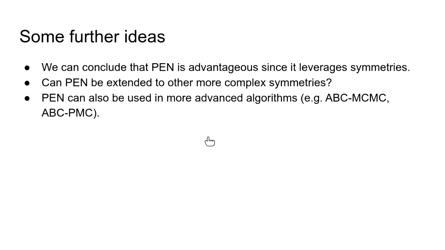So some further ideas could be that we can conclude that PEN is advantageous since it leverages symmetries of the data. So then one question is if it's possible to extend our PEN network to other more complex symmetries. And we also want to highlight that PEN can of course also be used in more advanced algorithms, for instance, ABC MCMC, or ABC population Monte Carlo. And I think that was everything. So thank you everyone for listening.